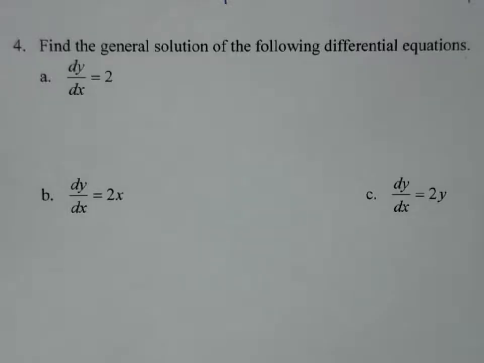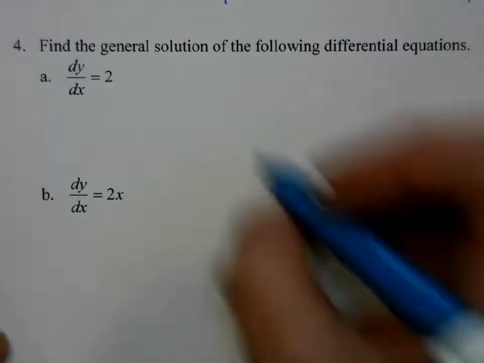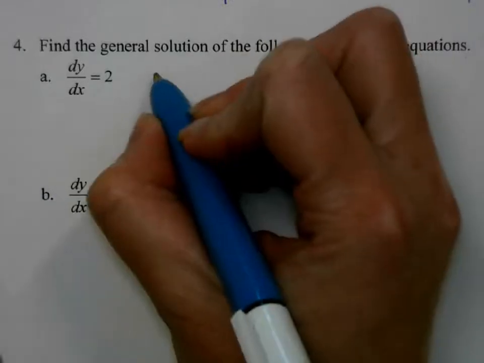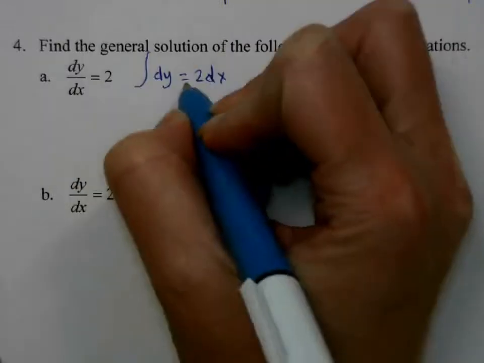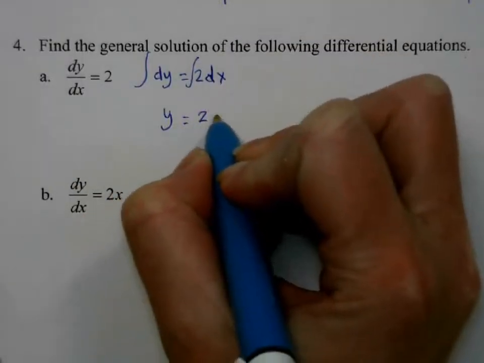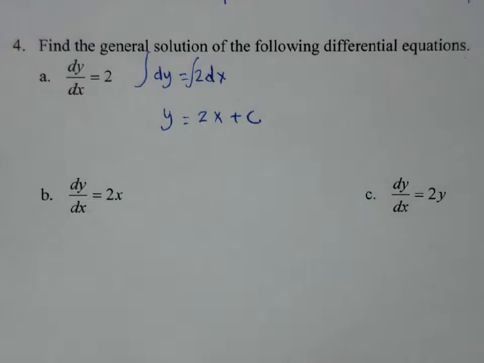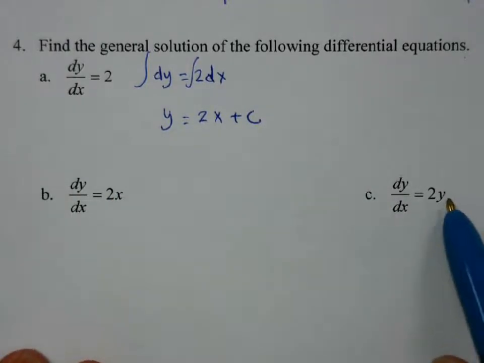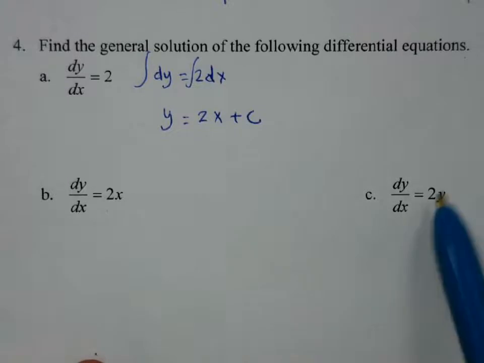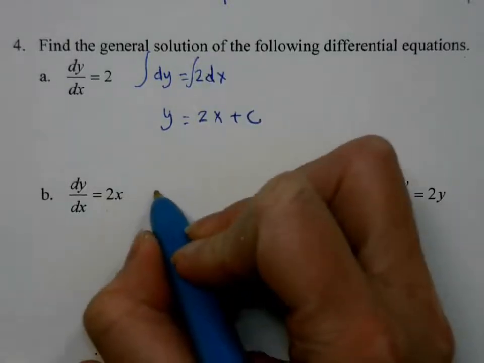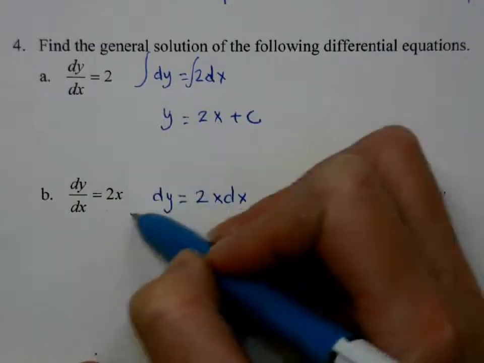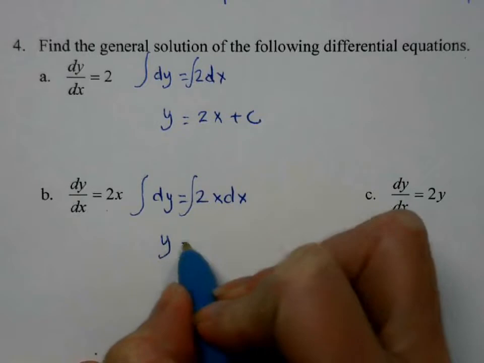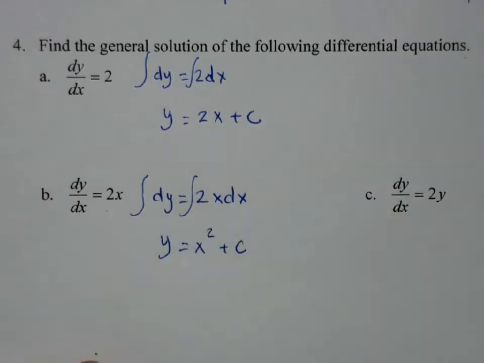In this next section, we are just solving the general differential equations. So we separate, integrate, and solve for y if necessary. So if I separate here, we're going to have dy equals 2 dx, then integrate. Y is going to equal 2x plus c. These two, and these are purposely written next to each other, 2x versus 2y. Well, 2x, when I separate my variables, we're going to have dy equals 2x dx. If I integrate, we're going to have y equals x squared plus c.